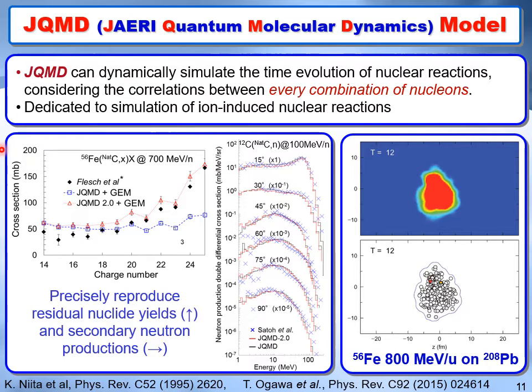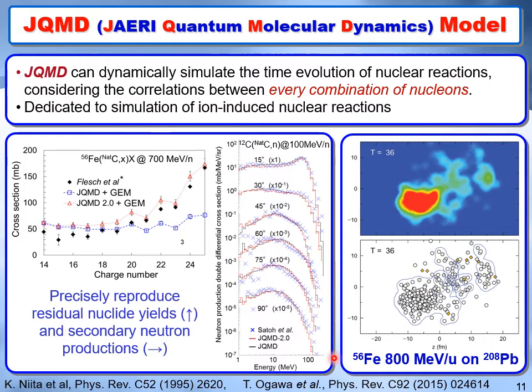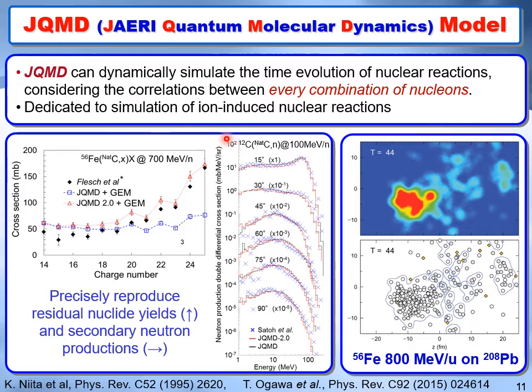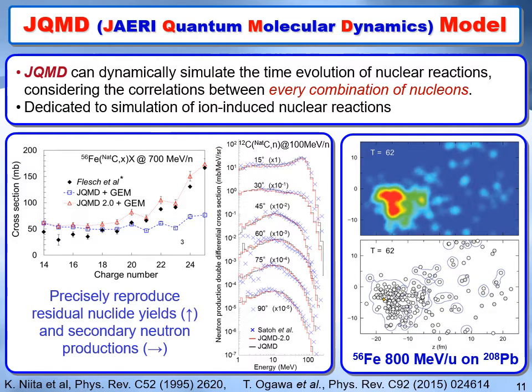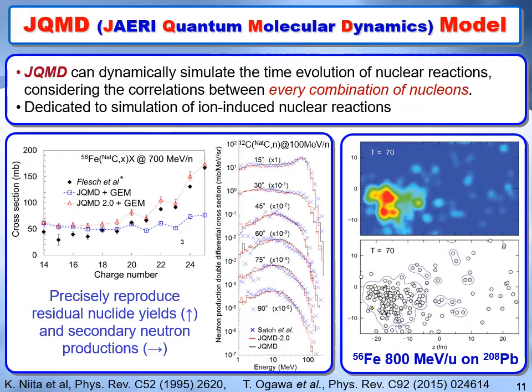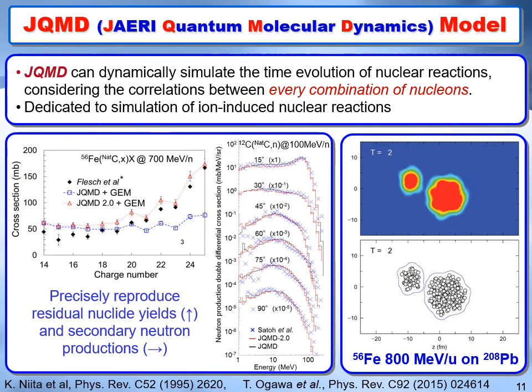Therefore, it can precisely reproduce residual nuclide yields and secondary neutron productions by ion-induced nuclear reactions. Owing to the implementation of this model, PHITS became the first general-purpose code capable of handling heavy ion transport, and we are still improving this model by introducing new features.